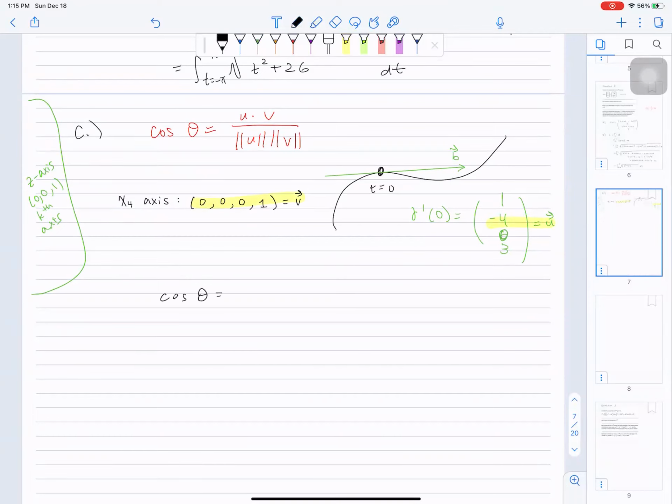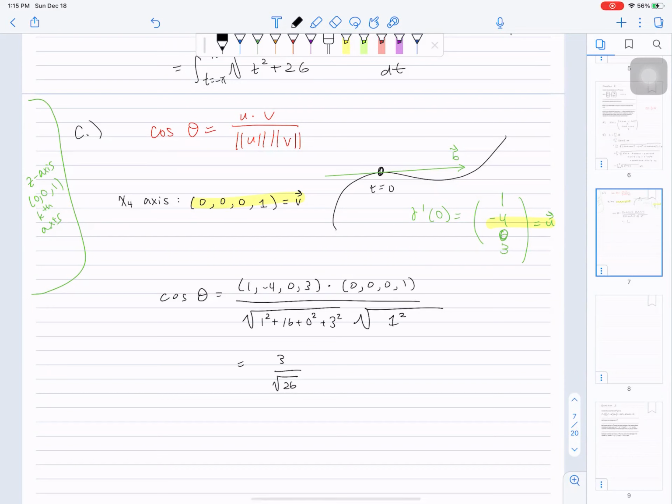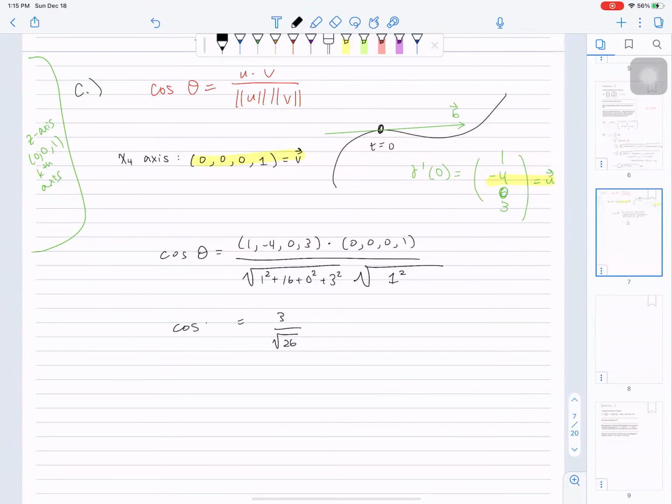Cosine of theta equals 1, negative 4, 0, 3, dot with 0, 0, 0, 1, all over the length. Length is square root of each component squared. And then the length of this is 1 squared. So we have that cosine is 3 over square root 26. In other words, theta is going to be arc cosine of 3 over square root 26.